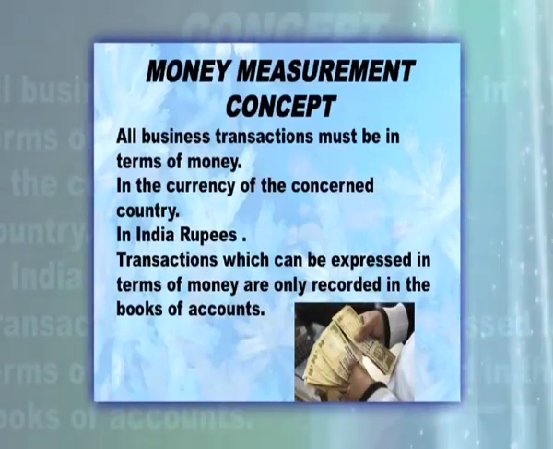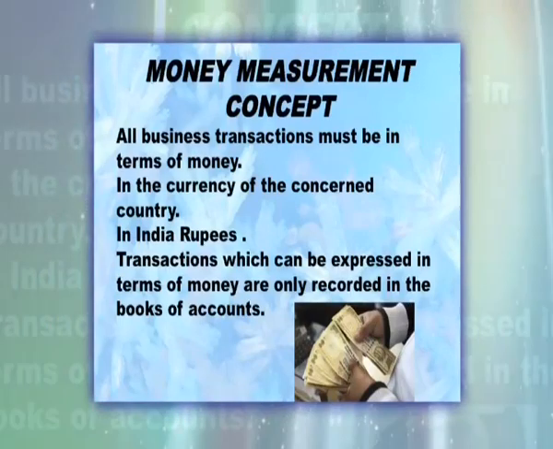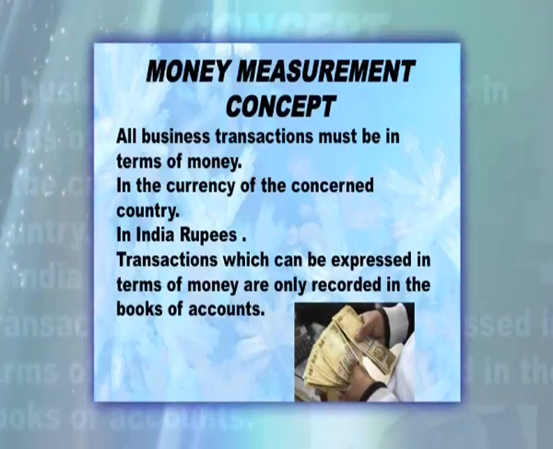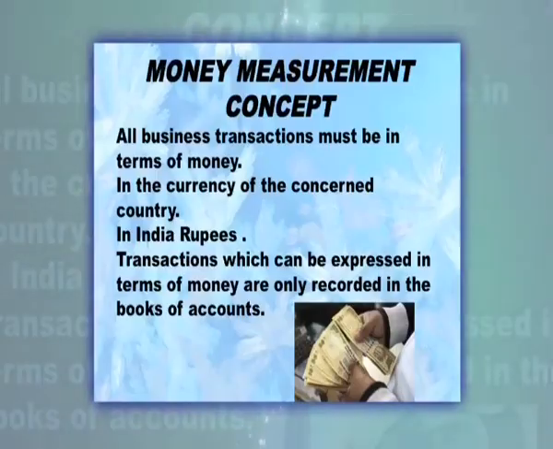Concept number two, money measurement concept. This concept assumes that all the transactions must be in terms of money, that is in the currency of the concerned country. In our country, such transactions are in terms of rupees. Thus, in the money measurement concept, transactions which can be expressed in terms of money are recorded in the books of accounts. For example, sale of goods worth rupees 1 lakh, purchase of raw materials rupees 50,000, rent paid rupees 20,000, etcetera, are expressed in terms of money, and so they are recorded in the books of accounts.